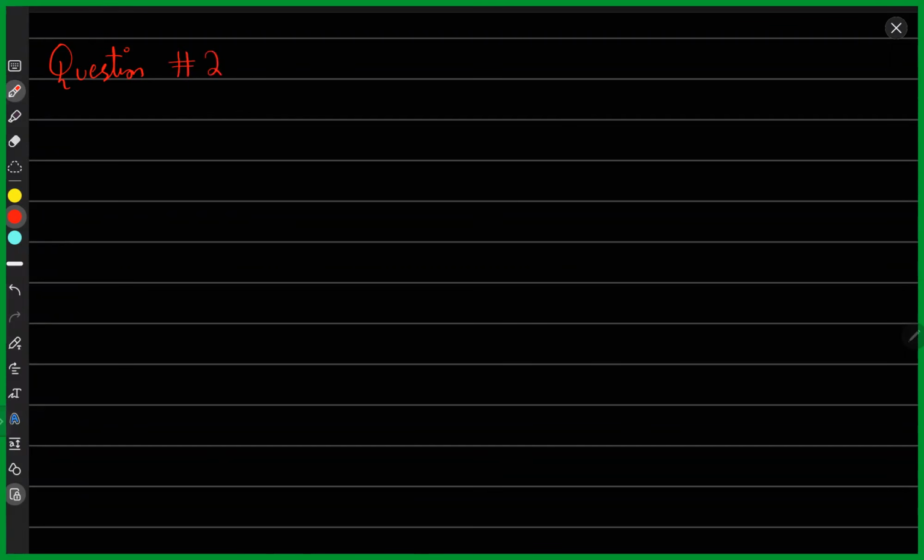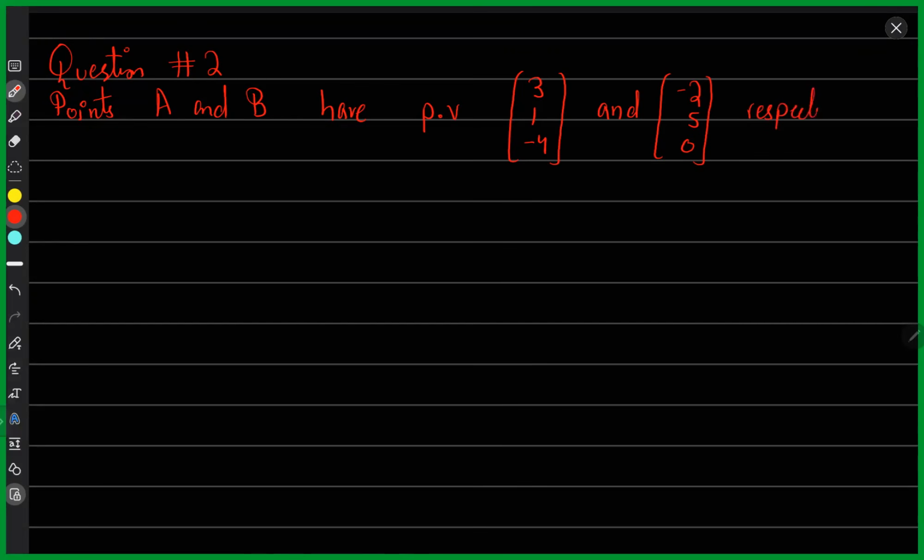Question number 2. Points A and B have position vectors (3, 1, -4) and (-2, 5, 0) respectively.